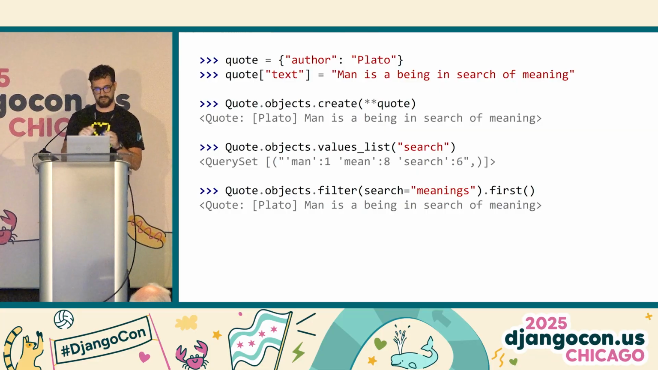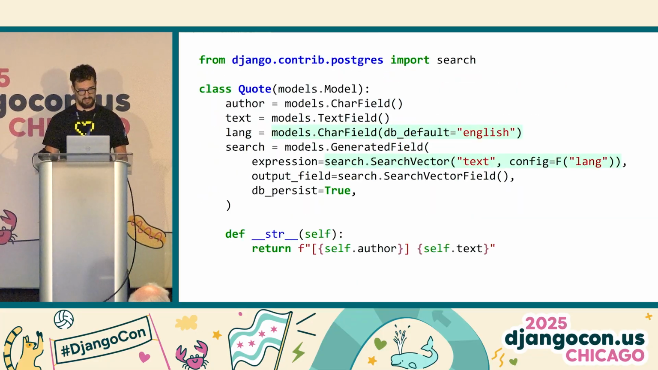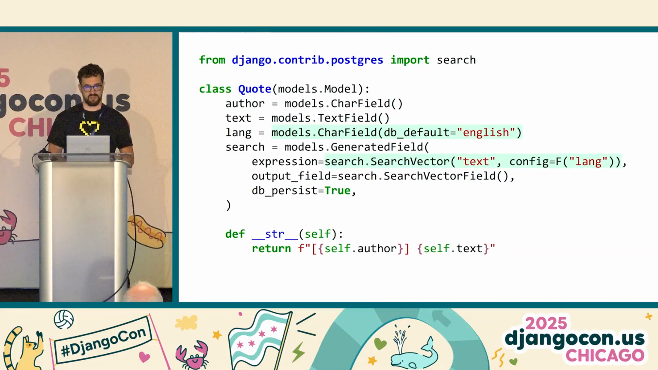It's interesting to inspect what it contains. And we can see in action that filtering for the plural version of meanings, we bring back the text that contains the singular form of it. So this is a full text search in action. If we want to make this more complicated, for example, let's say we have quotes in different languages. We can have a new CharField, language, that contains the language of it. And in the expression, we can use the language directly to calculate and to have a different type of vectors.